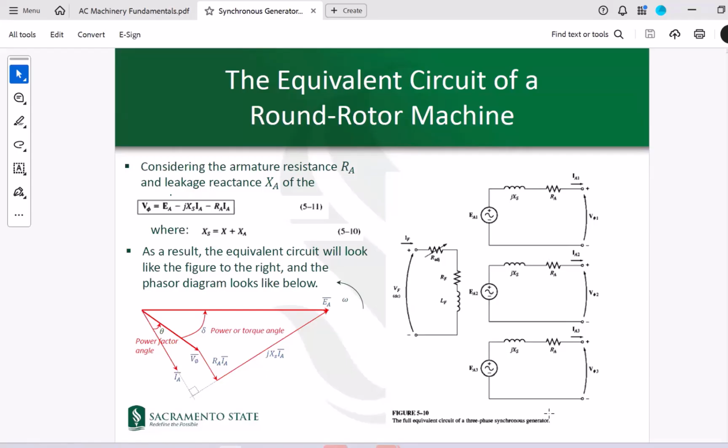Here are the three phases associated with the machine: Phase A, B, and C. Each phase has a resistance and a synchronous reactance. Ra is the armature resistance in that particular phase, and Xs is the synchronous reactance associated with that phase.